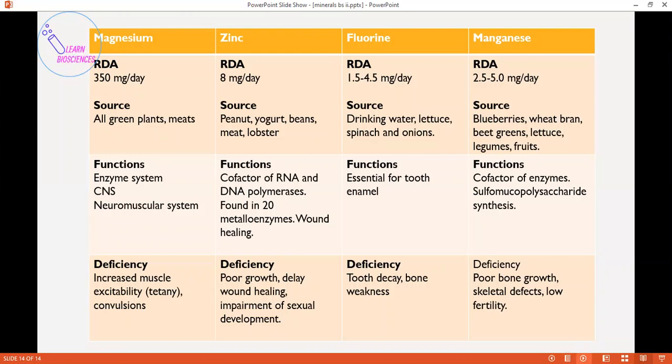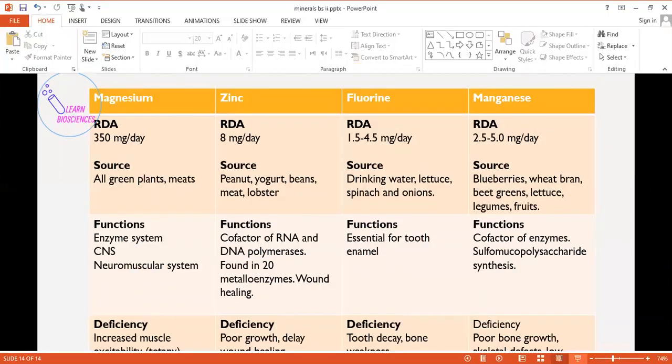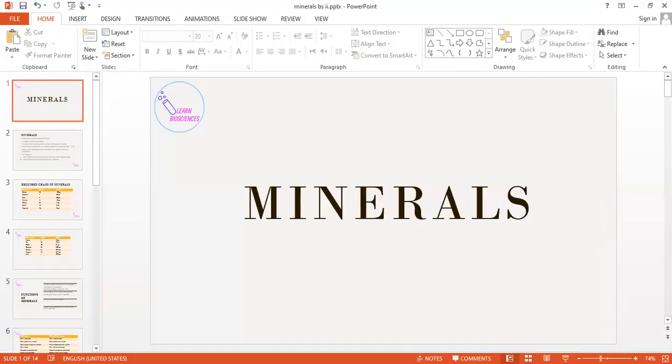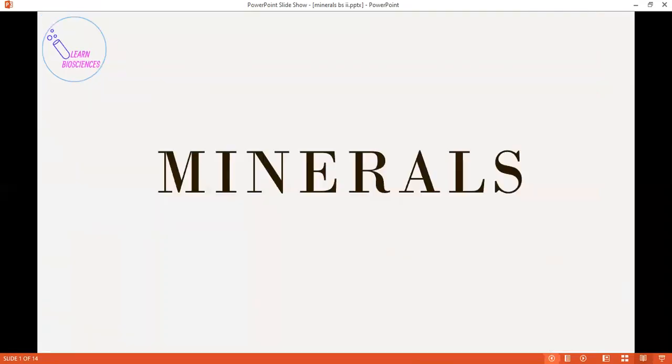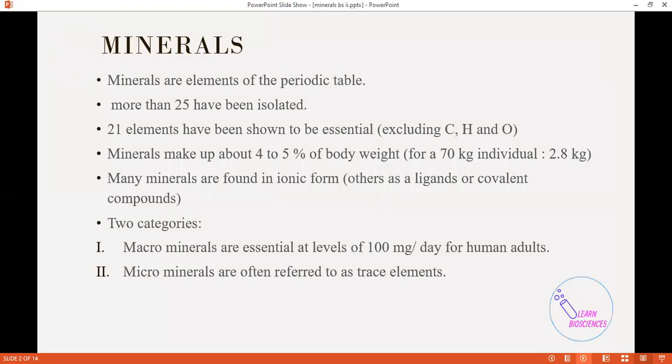So here we have minerals with all the common functions and all the metabolic functions of the minerals. We have discussed it.